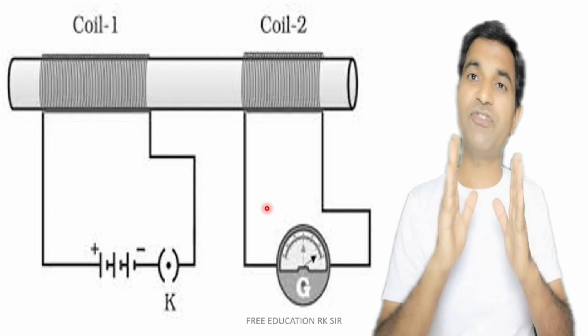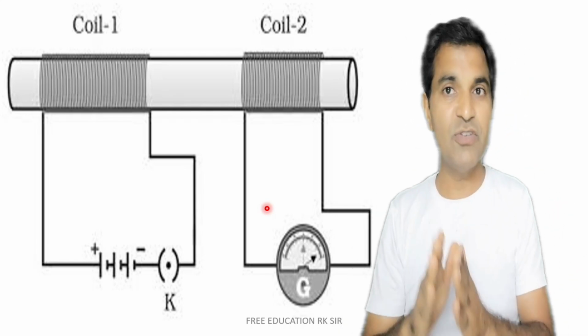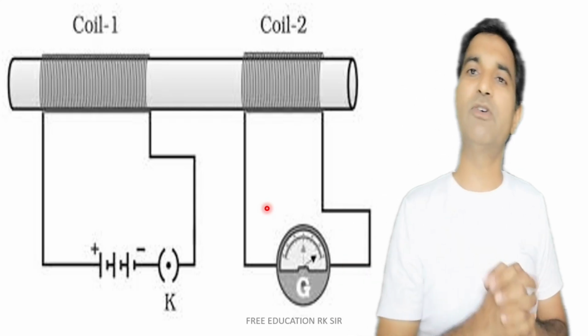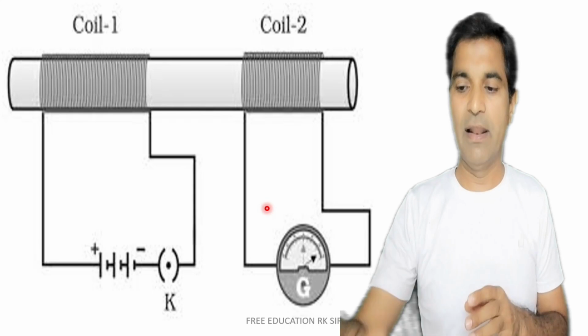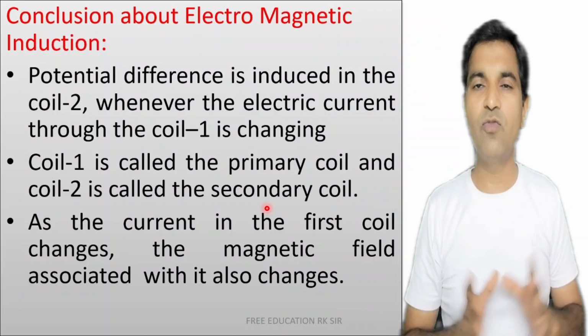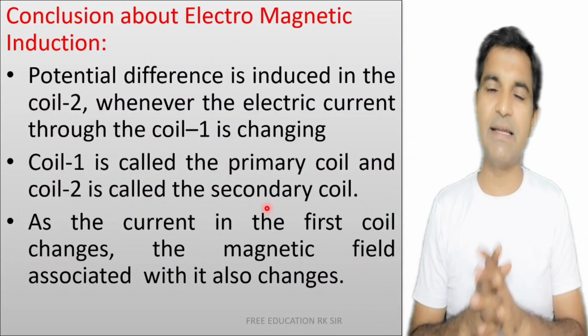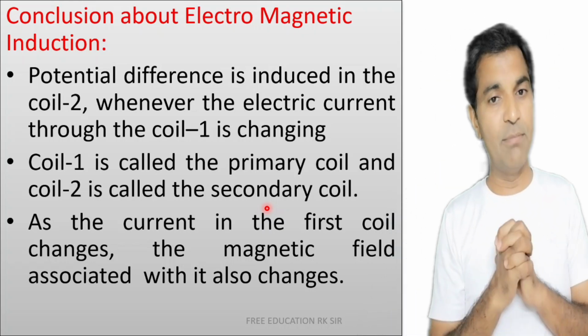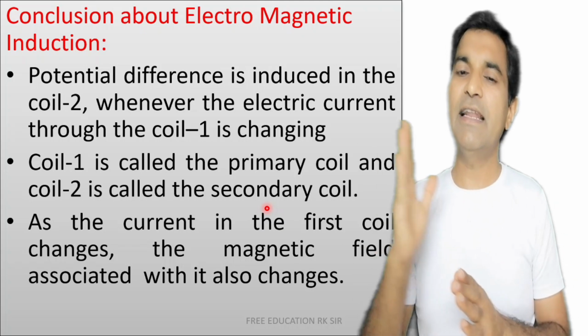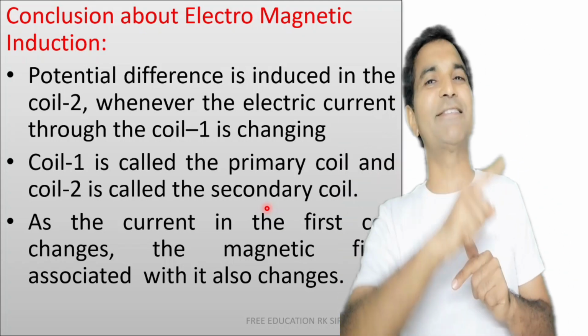Second observation, the rate of change of EMF, the rate of change of voltage that is induced in coil number 2, is directly proportional to the number of turns of a coil, right? So what we conclude from this discussion, it is very clear that the potential difference or the voltage is induced in coil number 2 whenever the electric current through coil 1 is changing.